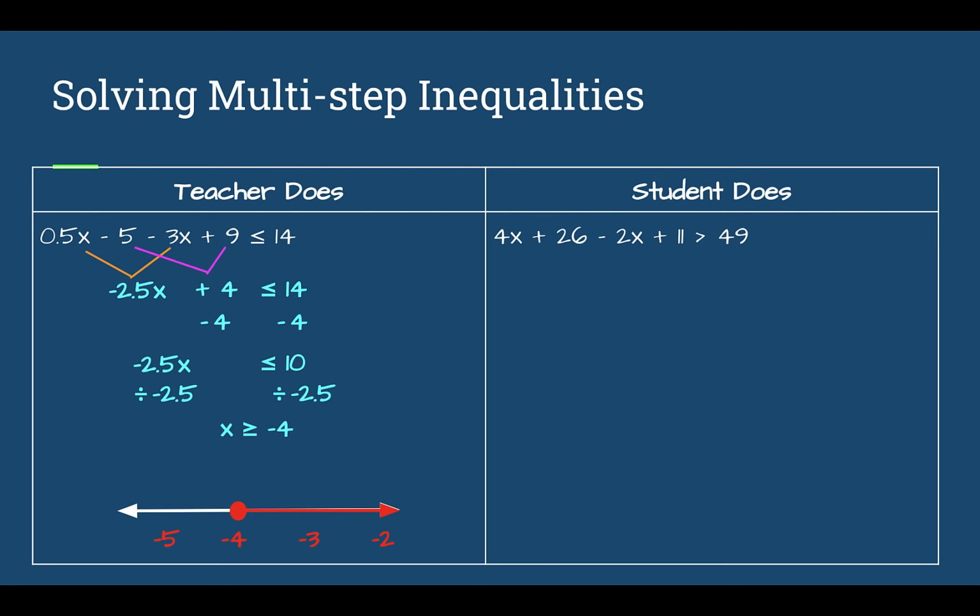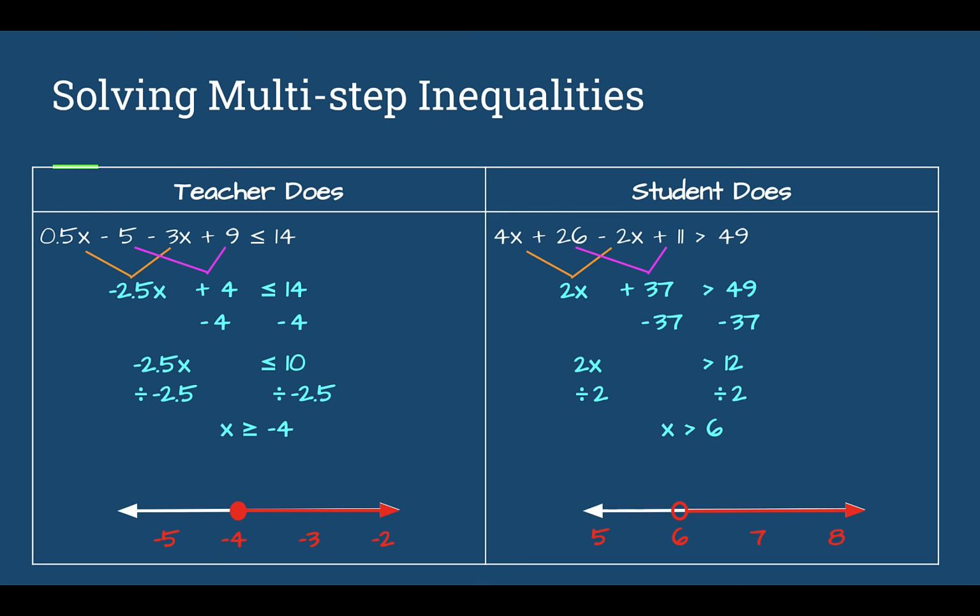Let's check. When you combine like terms, you should have ended up with 2x plus 37 still greater than 49. Solving, you would subtract 37, divide by 2, and you would get x is greater than 6. Should we have flipped the sign? You divided by a positive 2, so the sign should be the same as the original, which means an open circle at 6, and since x is greater, the arrow is going to go to the right.